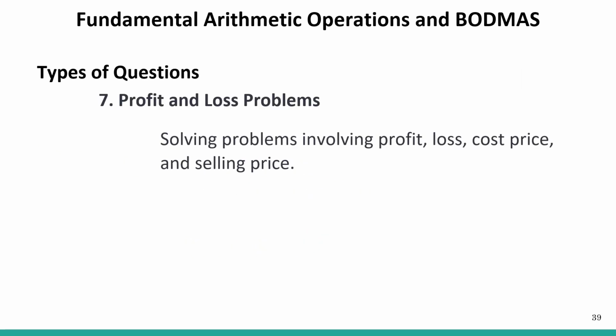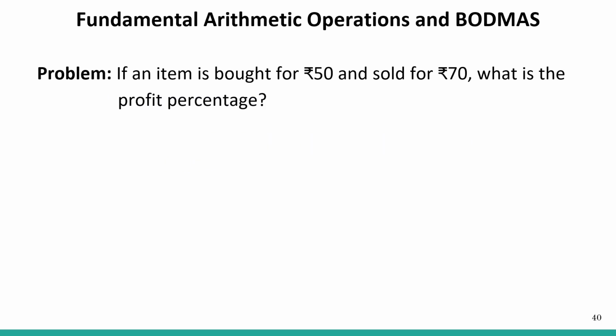So let's see the seventh kind of problem, that is on profit and loss problems. So involving problems on profit, loss, cost price and selling price. Okay, so if an item is bought for 50 rupees and sold for 70 rupees, what is the profit percentage? Okay, so he bought for 50 and sold for 70. So the net profit is equal to 70, the selling price, minus cost price, that is 50. So this is equal to 20. Okay, so what percentage of 50 is 20?